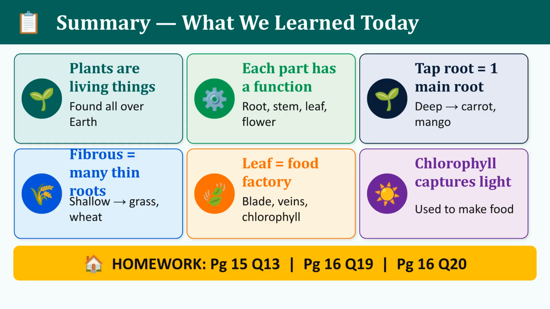Let's quickly revise today's lesson. Plants are living organisms. Every part of a plant has a special function. Roots absorb water and minerals. Stems support the plant and transport water and food. Taproots have one thick main root. Fibrous roots have many thin roots. Leaves are the food factories of plants. Chlorophyll captures sunlight for photosynthesis. These are today's most important ideas. Please revise them once again at home.